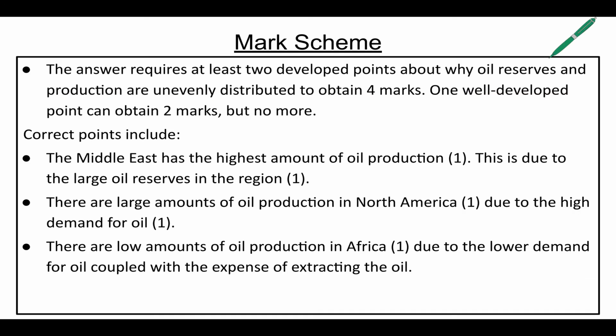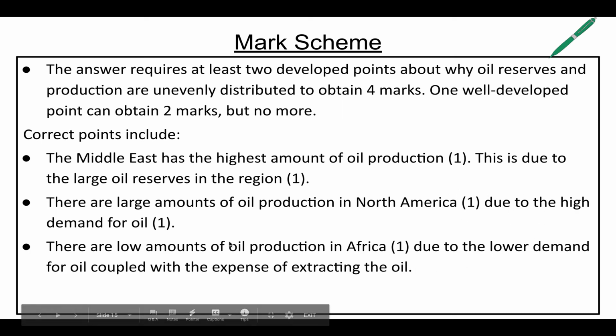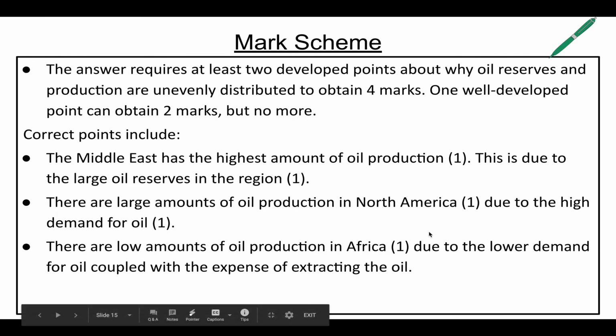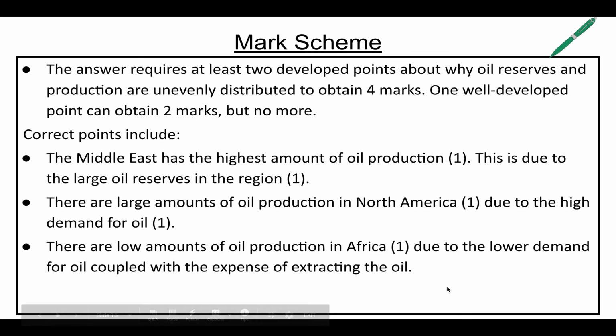We could have had any number of things, but some examples of what we could have included are: the Middle East has the highest amount of oil production, and that is due to the large oil reserves in the region. You could have said there are large amounts of oil production in North America due to high demand for oil. You could have said that there's low oil production in Africa. That doesn't mean that there are low reserves, just that there's lower oil production in Africa due to the lower demand for oil coupled with the expense of extracting the oil.